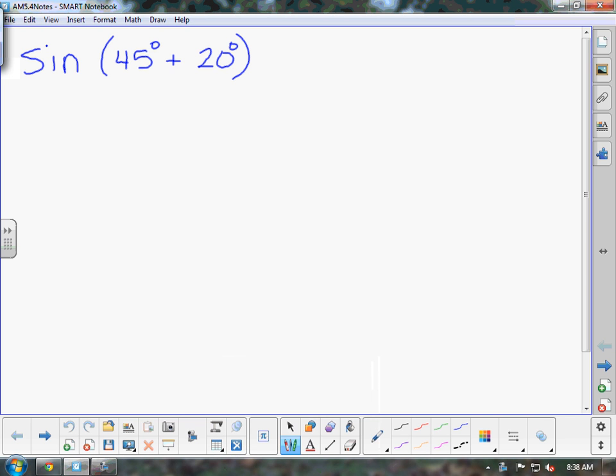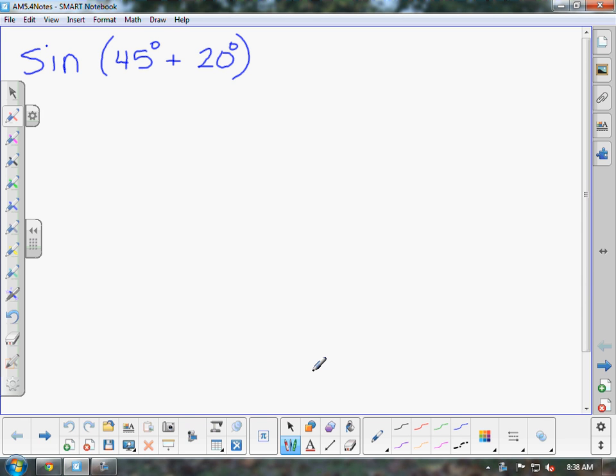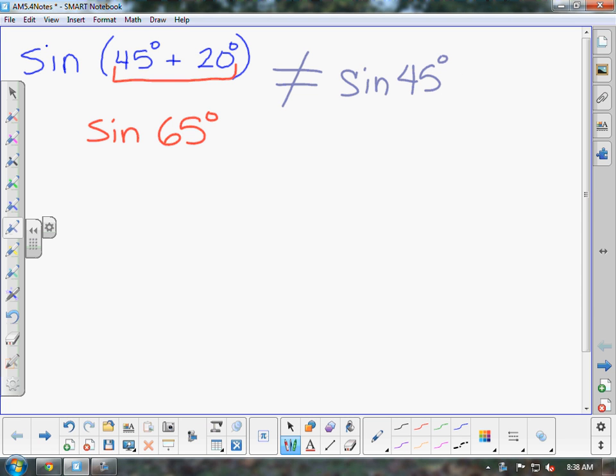Section 5.4 deals with some of the other identities on the yellow sheet. First, we need to start with something that looks like this. When you have sine of 45 plus 20, you can take these two things here, 45 and 20, and add them together to get 65 degrees. So that would be sine of 65 degrees. Now you have to understand that that is not the same as sine of 45 plus the sine of 20 degrees. Those are two separate things. This does not get distributed to those. Instead, you just add them together and then take the sine of that.